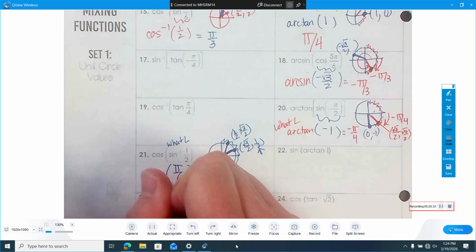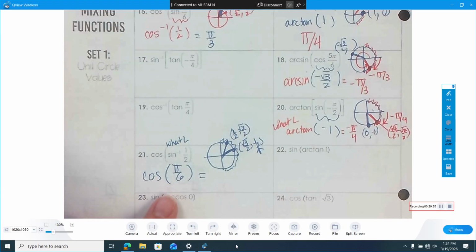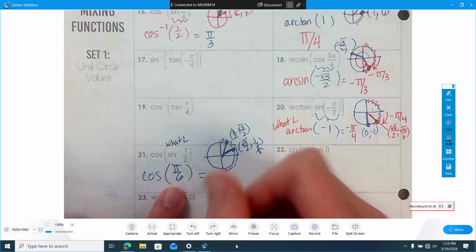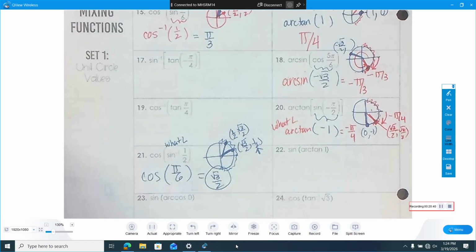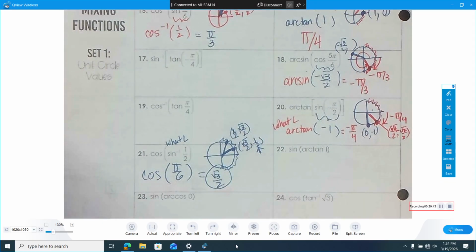Okay, so now we have, hey, what's the cosine? What's the cosine value at pi over 6? Yeah, radical 3 over 2. That's it.